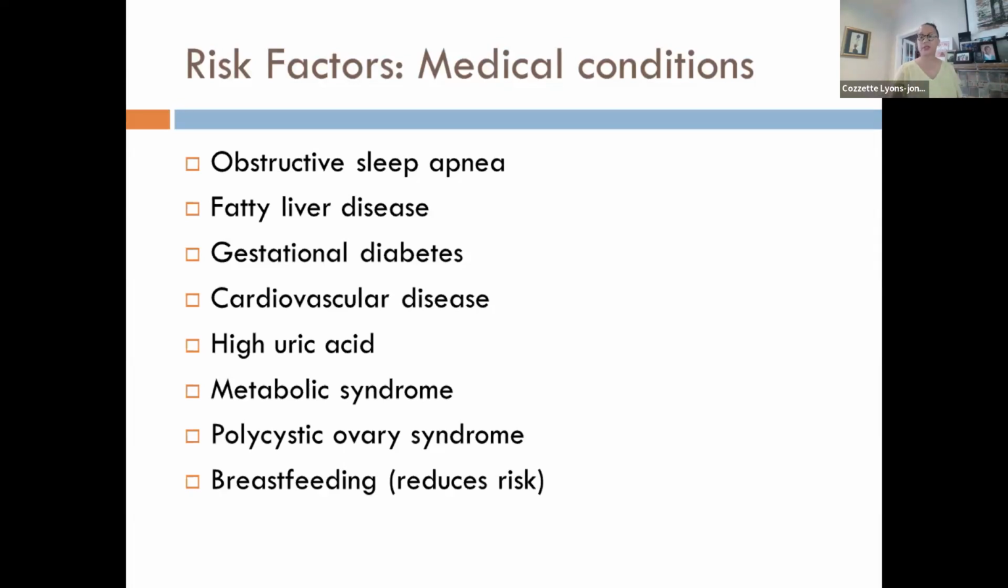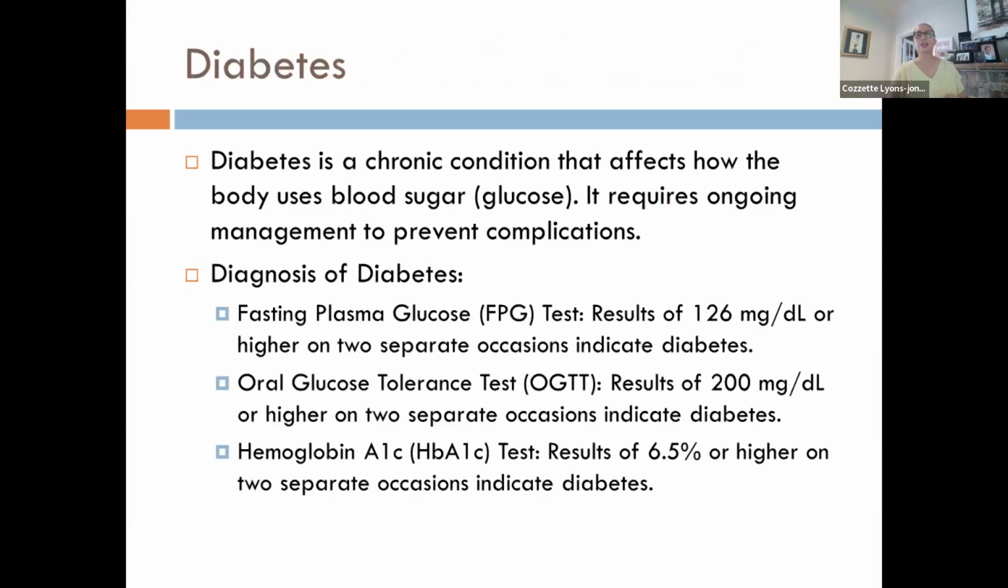It reduces the risk of diabetes. So diabetes in and of itself is diagnosed in the same way with those same similar tests that I mentioned earlier for prediabetes. You can look at a fasting plasma glucose, if it's at 126 or higher, and you do it on 2 separate occasions, that gets you to the diagnosis of diabetes.